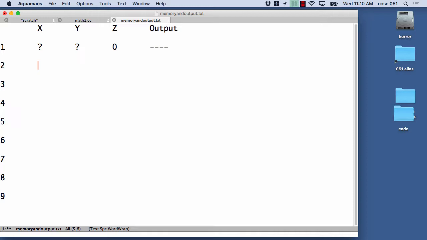Okay, so y gets a value of 1. That's great. What's x? Still unknown. Y is 1. What happened to z? It's different now, right? It stays 0. It is not different. What's output? Why isn't there anything output? Because there's no C out.